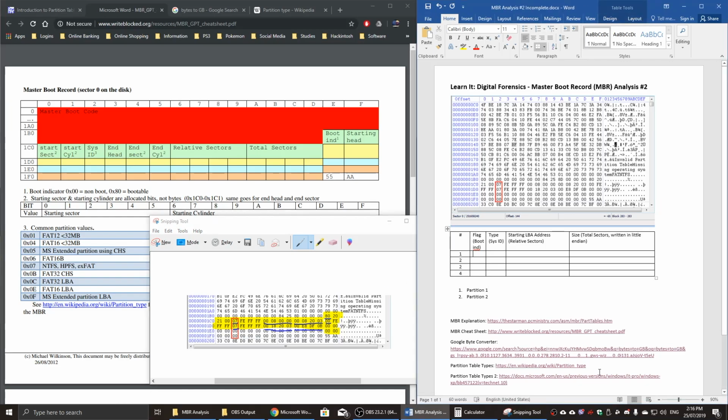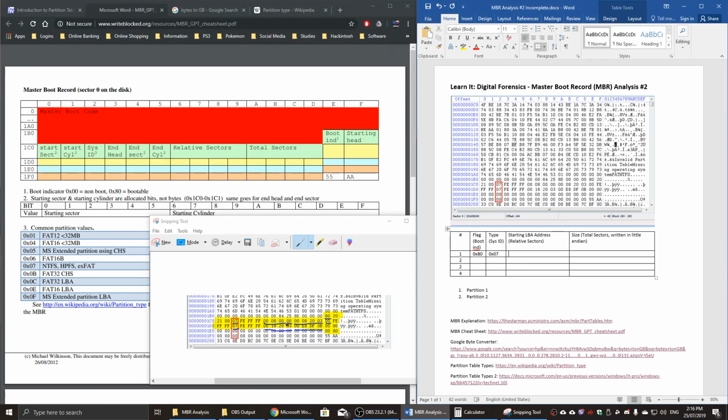So the boot indicator for the first partition is 0x80, and this is how we write hexadecimal values, just so we can identify them by adding a 0 and an x before the actual two digits. Then the type is 0x07.